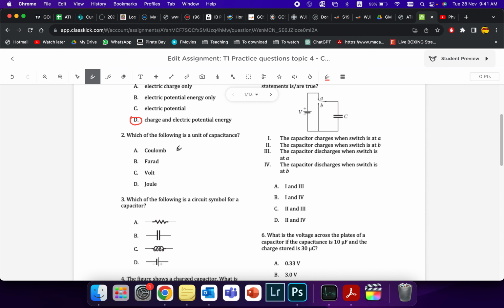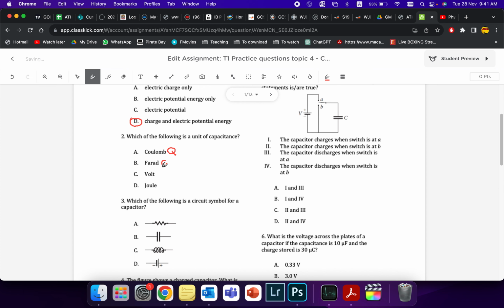Which of the following is the unit for capacitance? Coulomb is no, that's for charge. Farad is for capacitors, so this is good. Volt would just be for potential, and joule is energy. That's potential energy. Not E, we don't call it E, we call it U. E is electric field here. So that means, in this case, B is the answer.